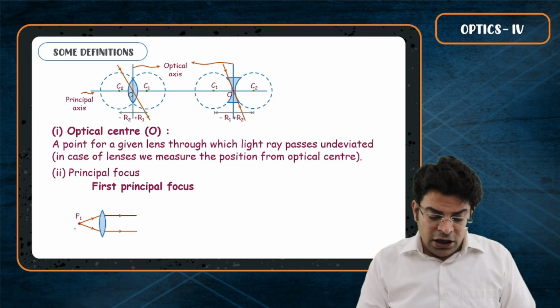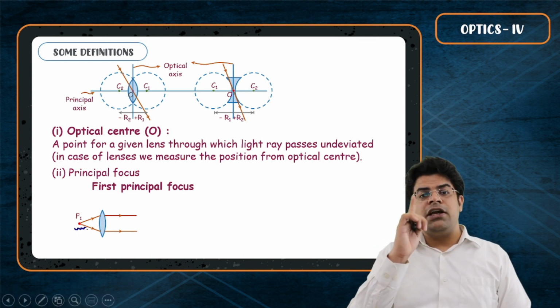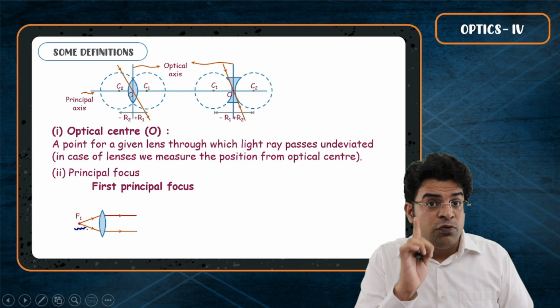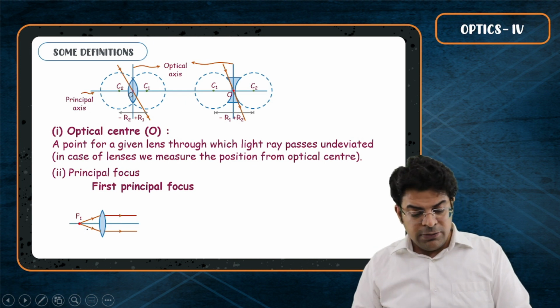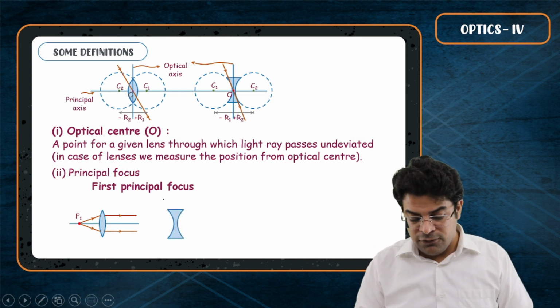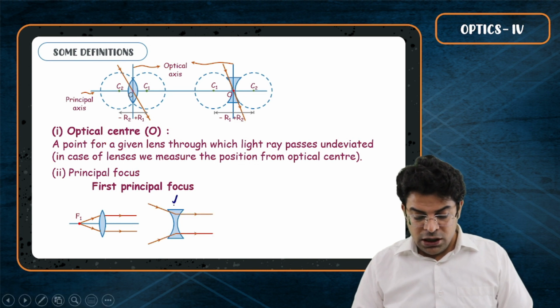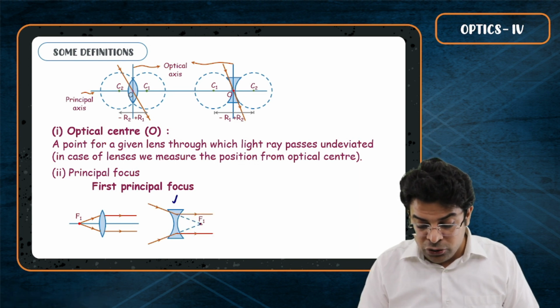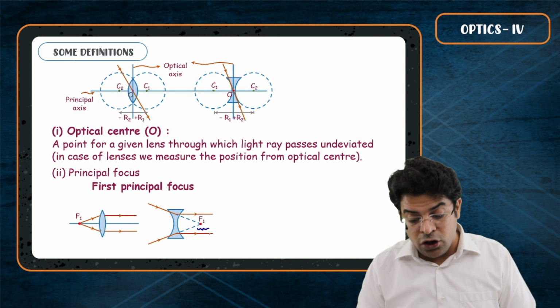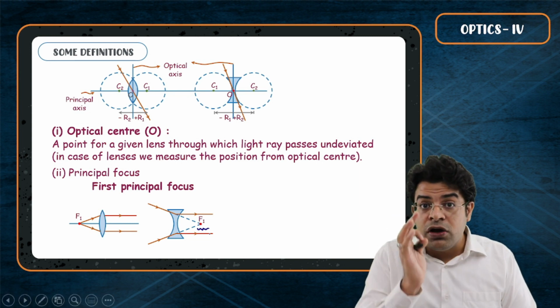The place where the object should be placed so that the final image is formed at infinity is called the first principal focus. Similarly, we have a first principal focus for a concave lens, the place where the object should be placed. So you have to place a virtual object in the case of a concave lens.